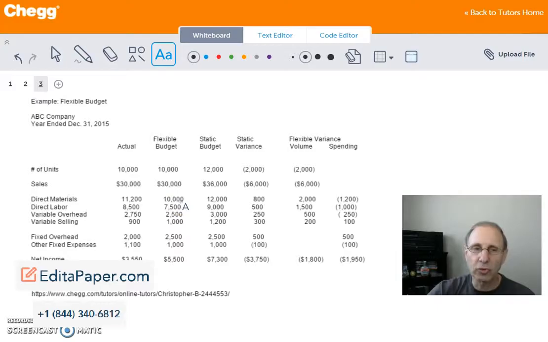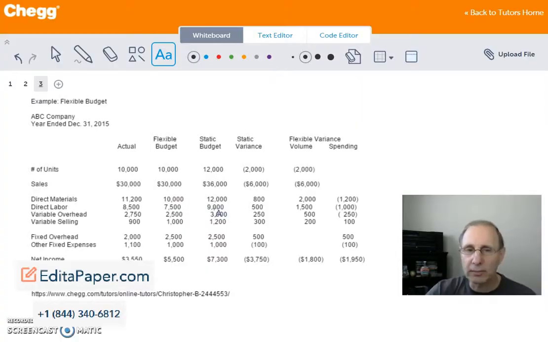We're going to do the same things with our labor, variable overhead, and variable selling, and that gives us the following numbers: $7,500 for labor, $2,500 for overhead, and $1,000 for selling. And as I mentioned, fixed overhead and fixed expenses remain constant or fixed, so we merely carry those over into the flexible budget column, which gives us a computed net income of $5,500 for this level of activity based on our budgeted per unit costs.